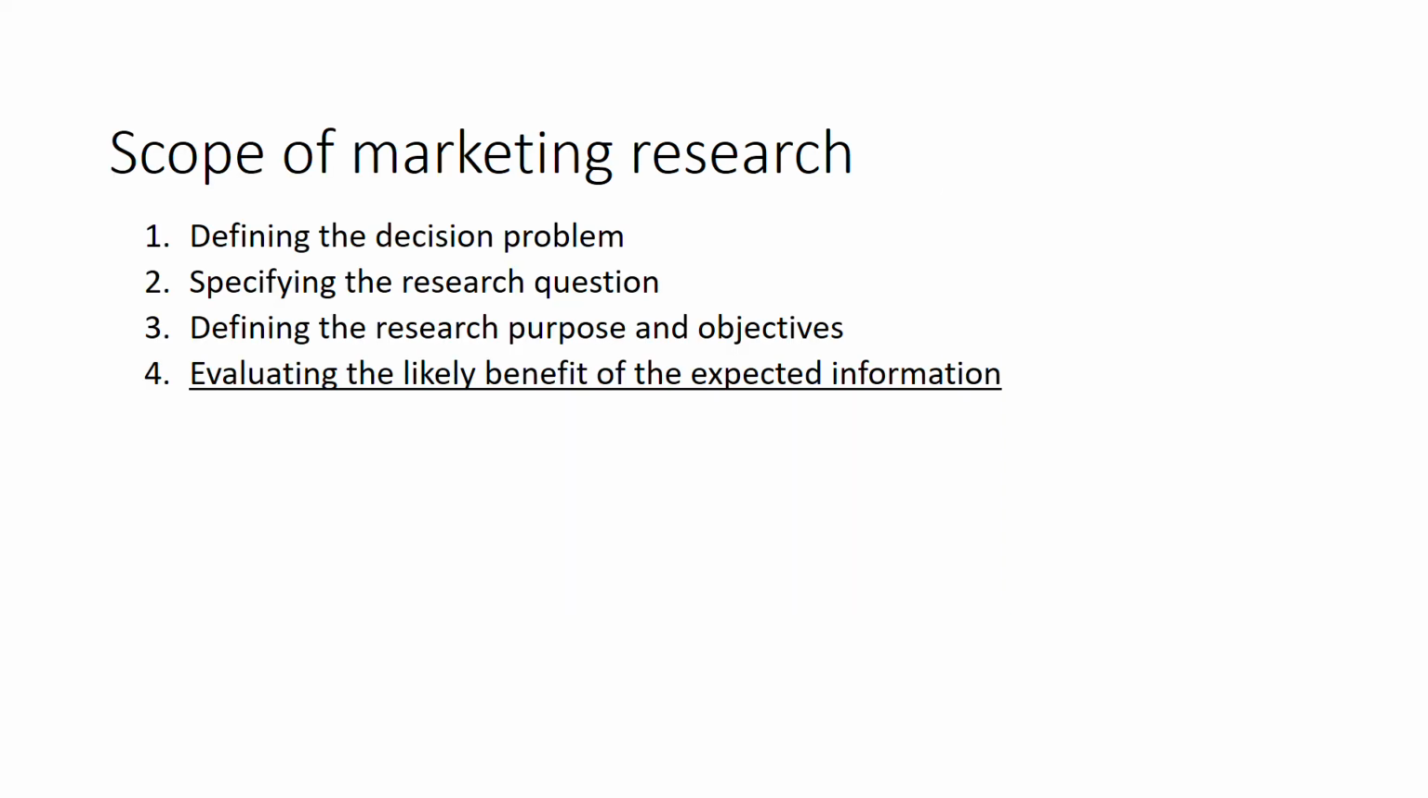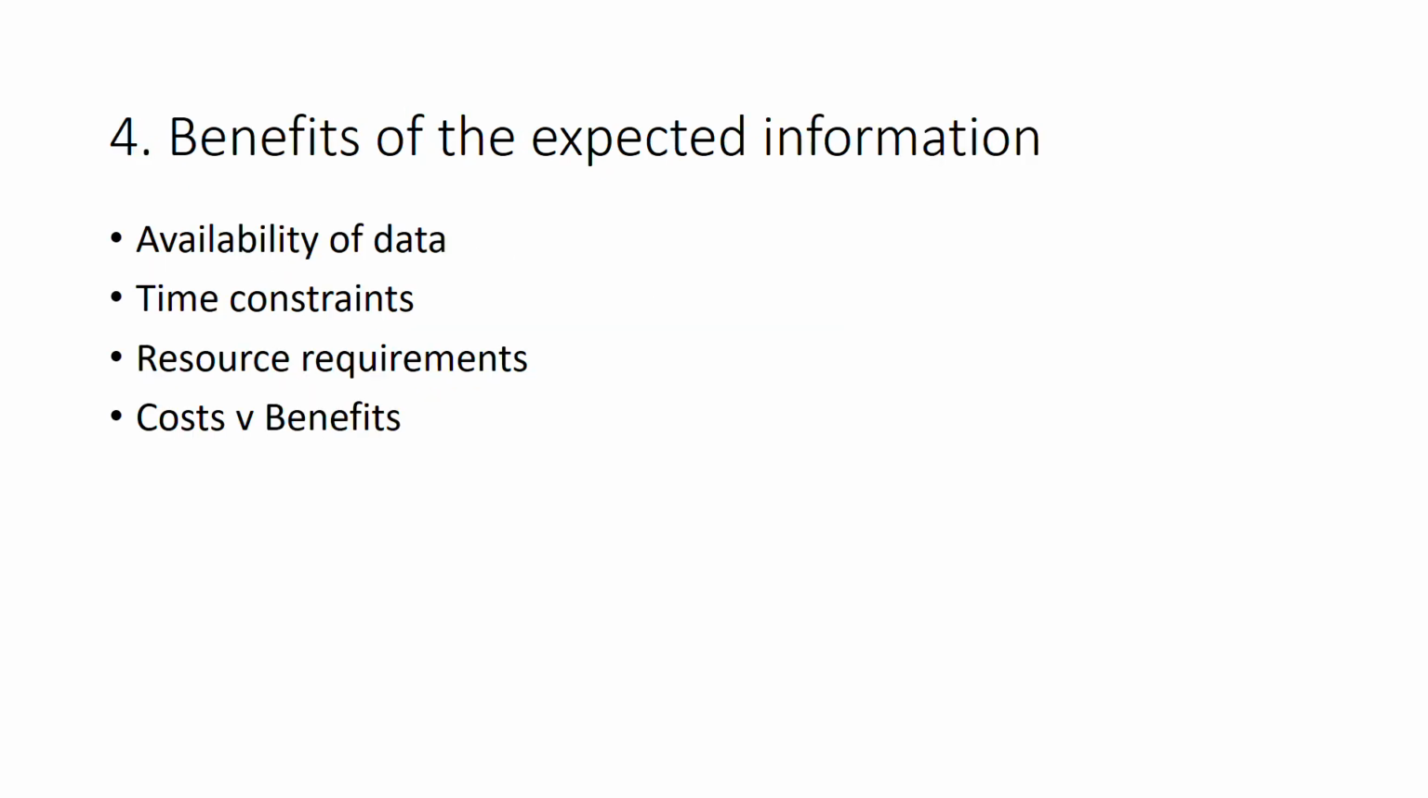And finally, evaluating the likely benefit of the expected information. So should the research go ahead, do the benefits outweigh the costs? So benefits versus costs. So we have availability of data. This includes secondary and primary sources. Can we actually access our customers in a timely fashion or at all? In some product categories, people simply do not want to talk about their use of that product category, or they might simply be too dispersed in order to be able to be contacted in an effective manner.